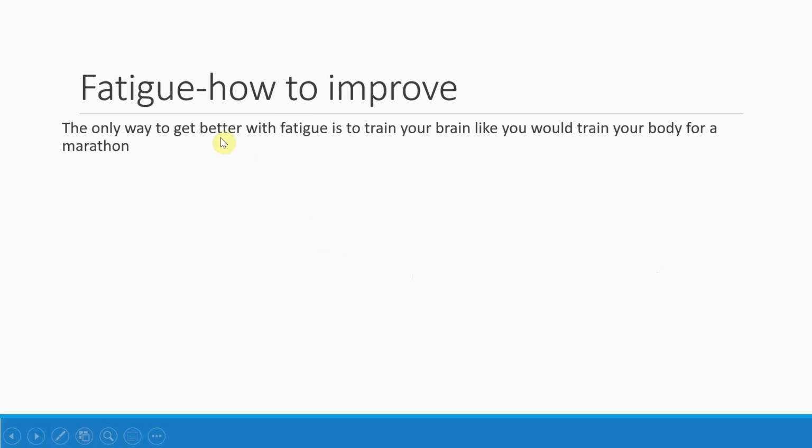But the only way to get better with that fatigue is to train your brain just like you would train your body for a marathon where getting tired is a problem. So that means you have to practice the science section while fatigued. You can't train a marathon by just going out and doing sprints every day. You need to run long distances, and you need to eventually work your way up to an entire marathon. Same thing here. You have to actually practice doing the science while you're tired and pushing through it. So there's a few ways you can do that.